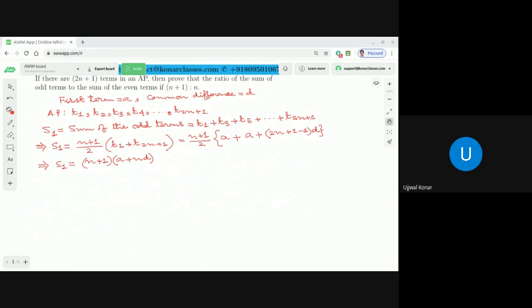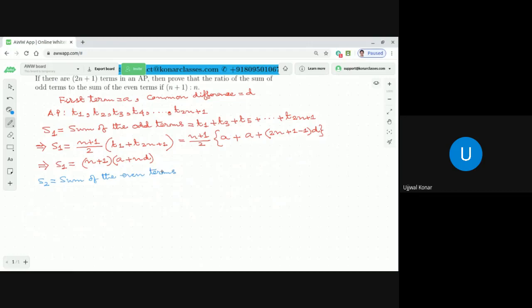Now, what we are going to find? We are going to find the S2, the sum of the even terms. In the same manner, you can find the sum of the even terms. So if we assume, let me use a different color. So what we are doing, S2 is equal to the sum of the even terms.